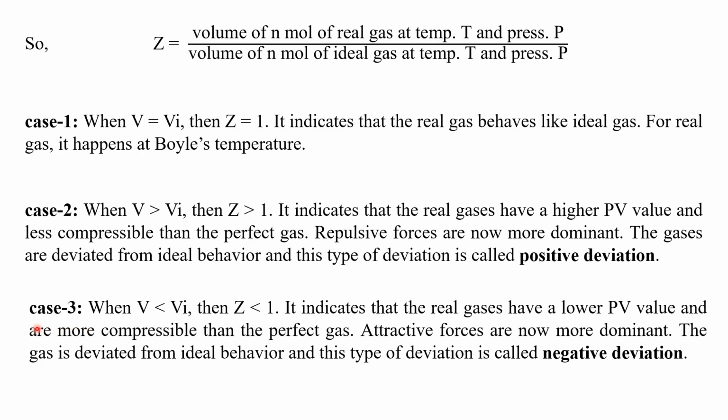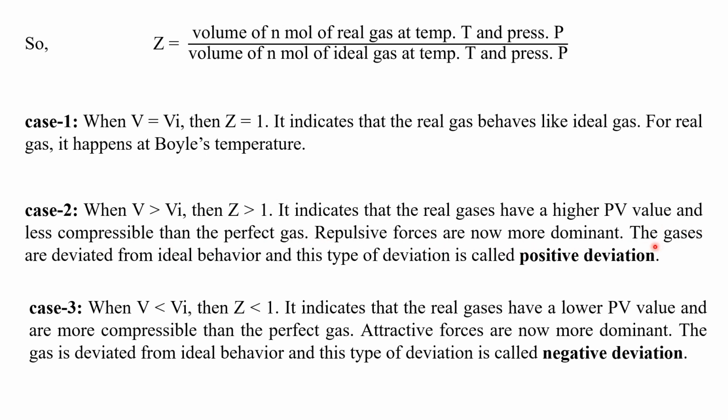So what we get is that Z is the ratio of the volume of n moles of real gas at temperature T and pressure P to the volume of n moles of ideal gas, meaning the same gas when it behaves ideally, at temperature T and pressure P. Case 1: when V is Vi, then Z is 1, which indicates that the real gas behaves like an ideal gas. For a real gas, this happens at Boyle's temperature. But when V is greater than Vi, then Z is greater than 1. It indicates the real gas has a higher PV value and is less compressible than the perfect gas.